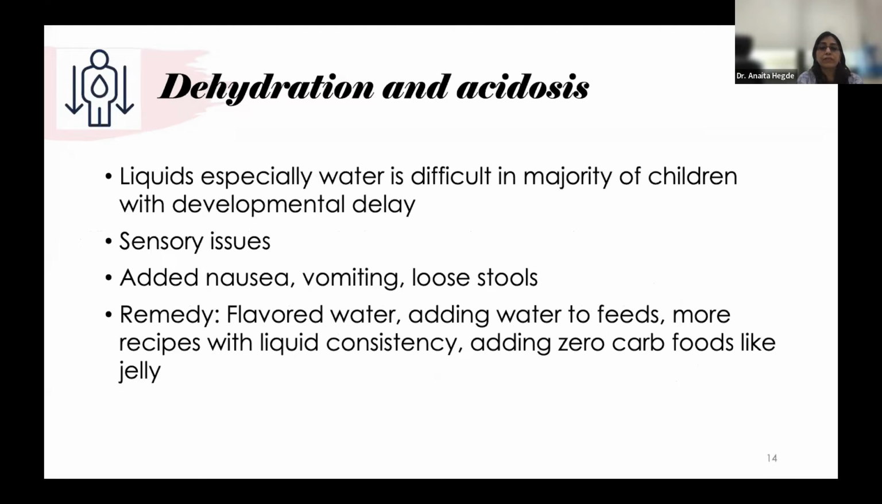Dehydration and acidosis. Liquids, especially water, are difficult to feed in the majority of children with developmental delay. This could be because of sensory issues, added nausea, vomiting, and loose stools. The remedy is to provide enough fluids in the form of flavored water or by adding water to the feeds to increase the volume. More recipes with liquid consistency, and a variety of them, can also help to increase water intake. Adding zero carb foods like jelly, which are solid and become liquid later on, is also a good way to increase the fluid intake.